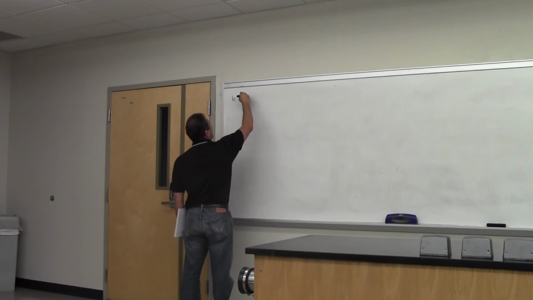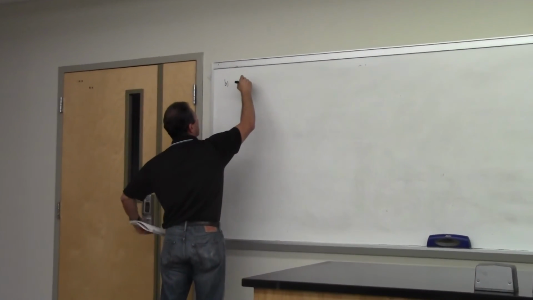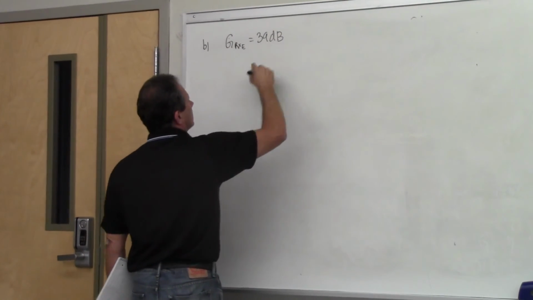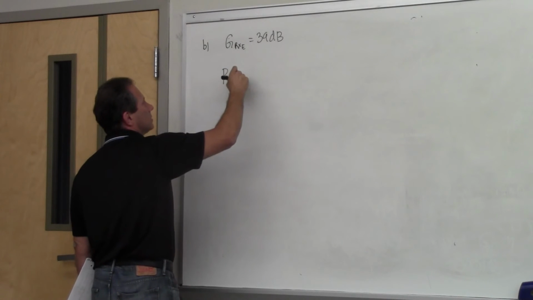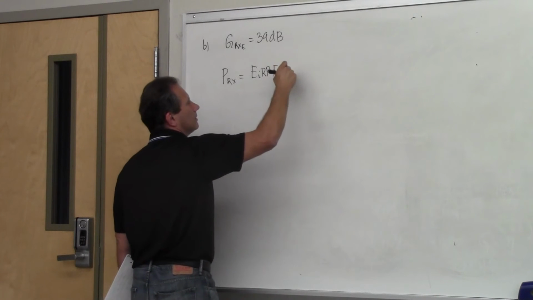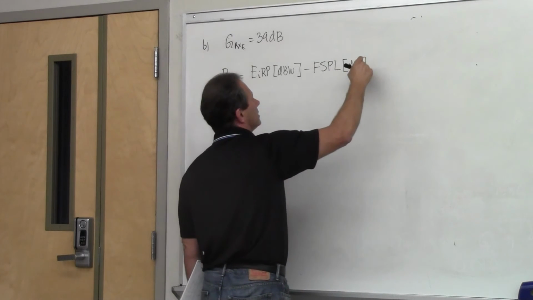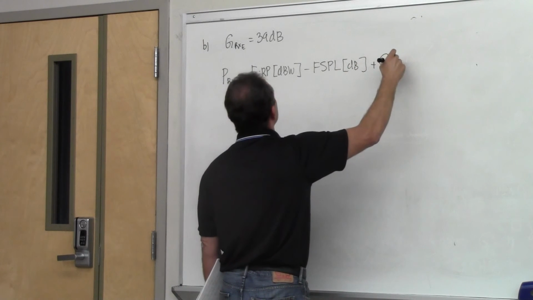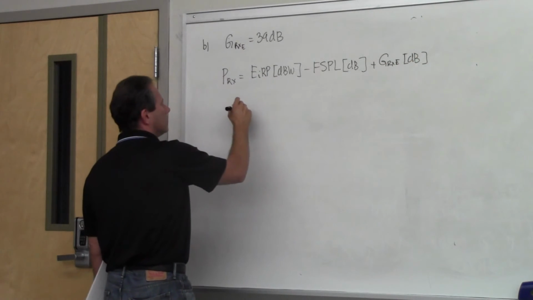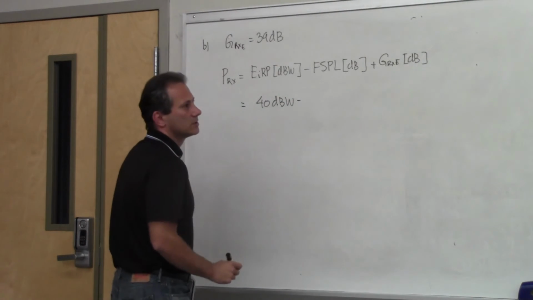So the gain of the receive antenna at the earth station is 39 dB. The power received at your station is going to be your EIRP in dBW, minus the free space path loss in dB, plus the gain of the receive antenna in dB. I already calculated EIRP was 40 dBW, minus free space path loss.